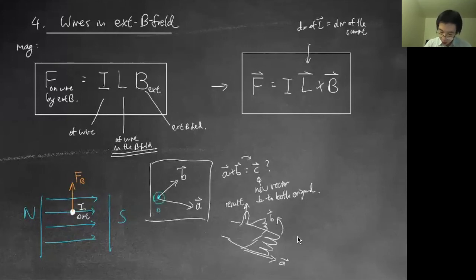So A cross B, the vector A cross B, or as I call it C, is going to point out of the page. Okay, so you can apply that scenario here. I'm doing L cross B, right? L is pointing out of the page because L is the direction of the current, and try to wrap your fingers towards the direction of the magnetic field, B. And you will see that your thumb is pointing to the top of the screen this way.